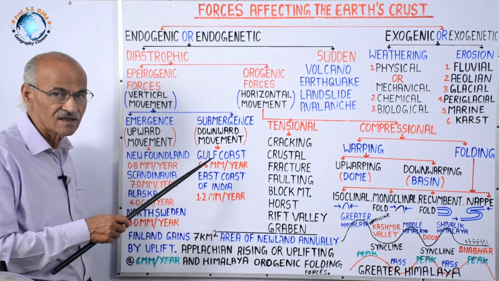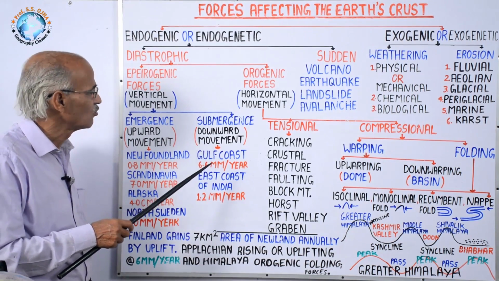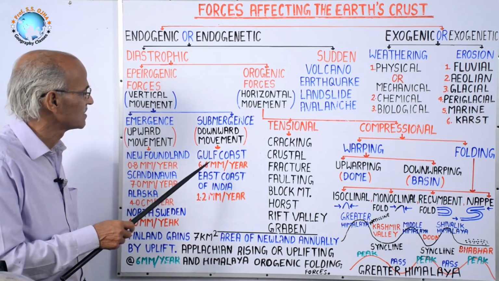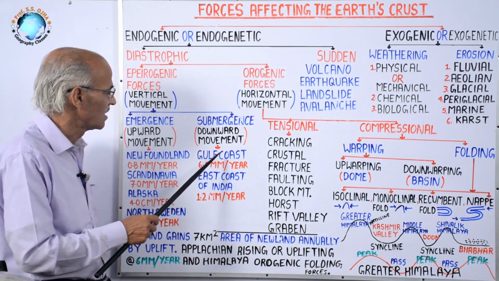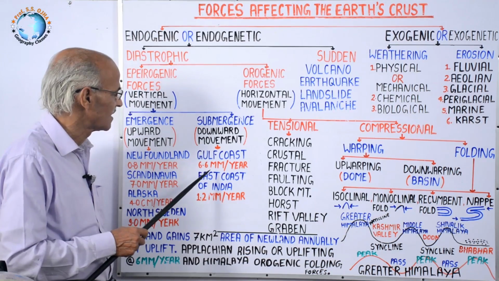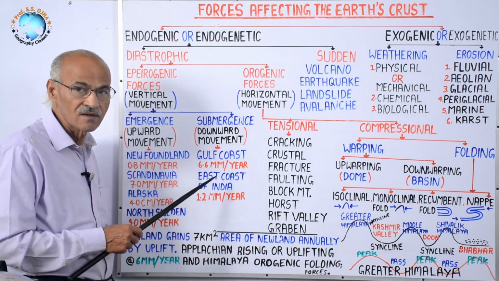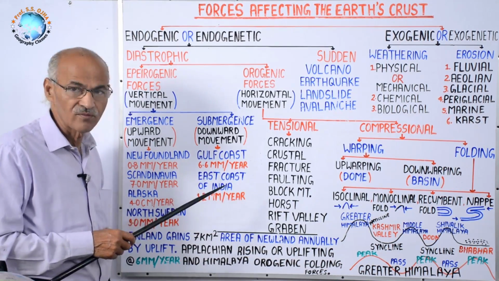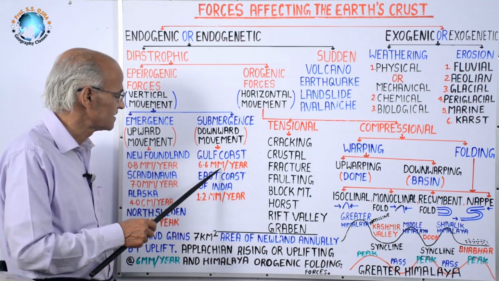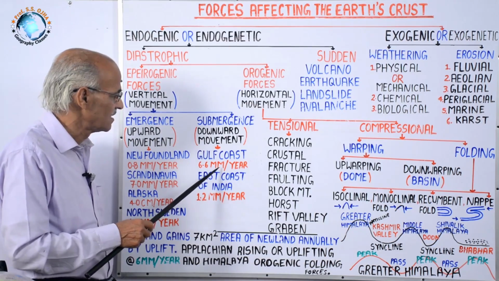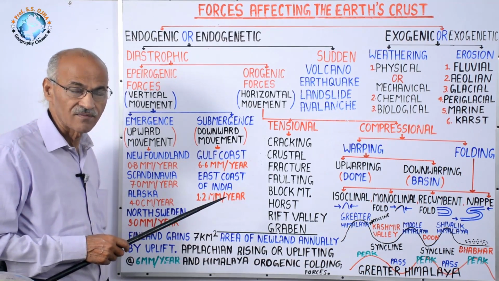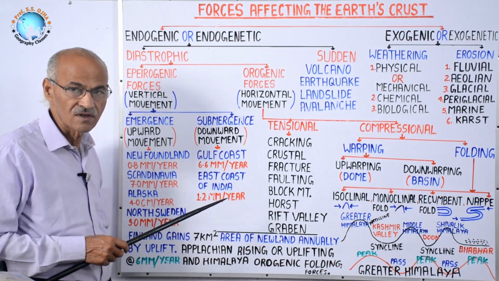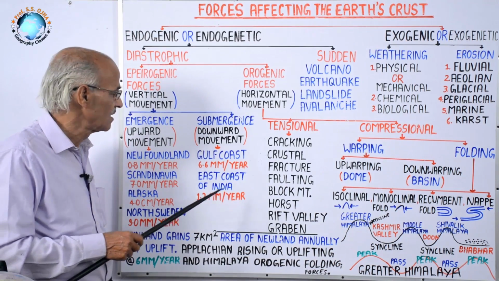Submergence means land is going down and ocean water is covering that land. There are two examples of submergence. One is the Gulf Coast to the north of the Caribbean Sea, where the Mississippi and Missouri rivers drain into and deposit a voluminous amount of sediment. Thus, it is subsiding, and a new geosyncline is developing here, where it is supposed that due to tectonic forces, in future a new mountain will come up.